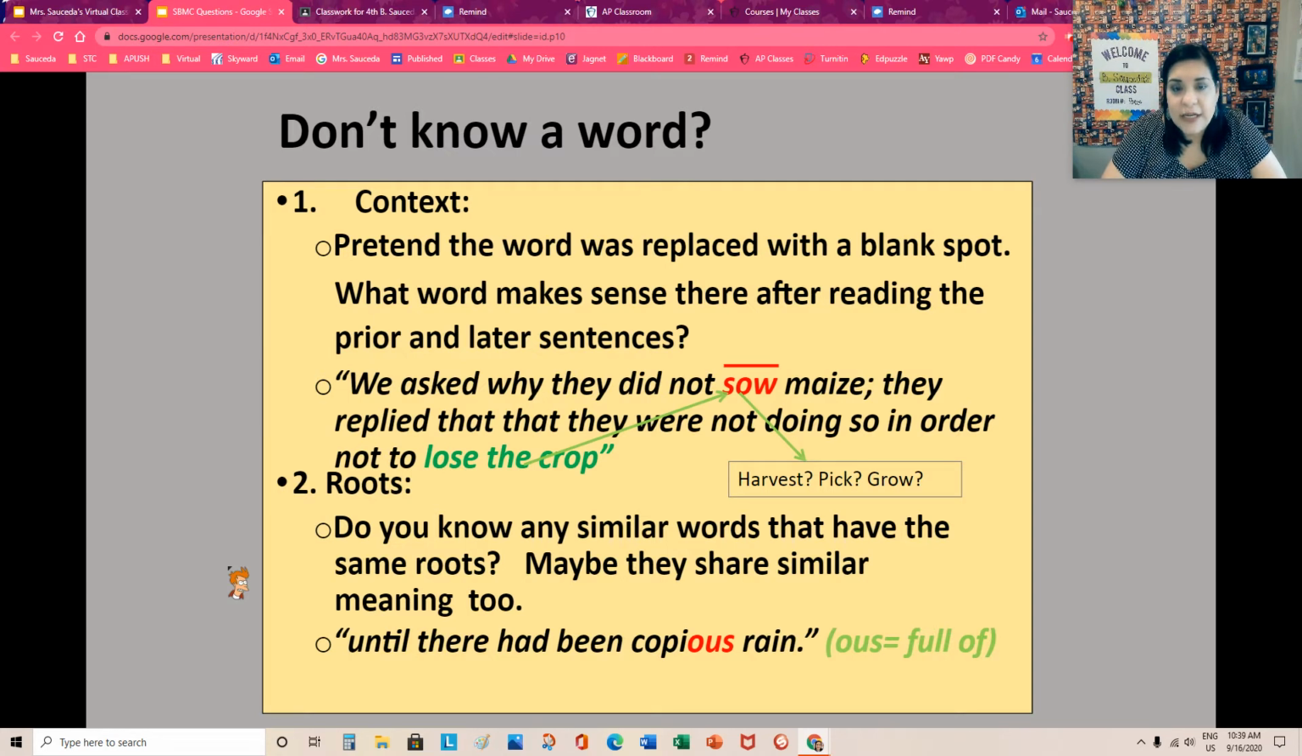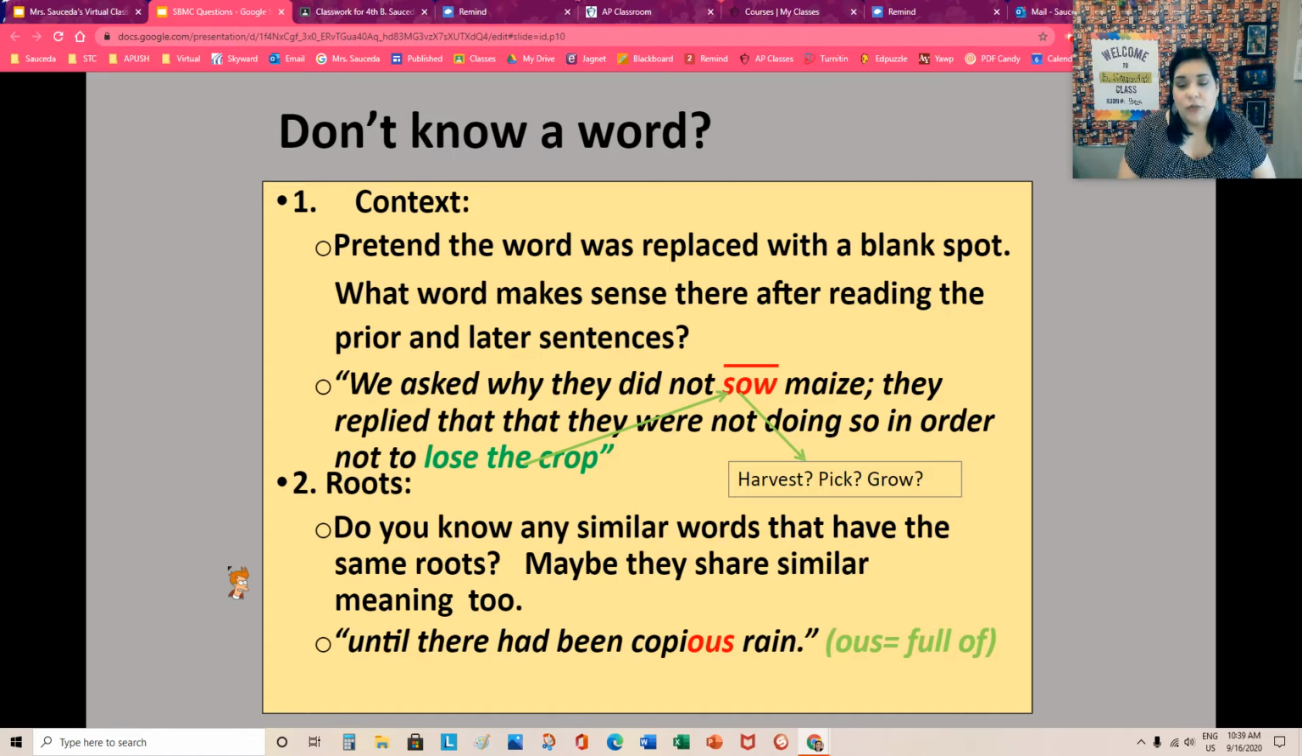If you don't understand what a specific word means, then leave it out of the sentence and see if the rest of the context clues will help. For example, we asked why they did not blank maize. They replied that they were not doing so in order not to lose the crop. So they didn't what? Harvest the grain, grow it, pick it. So that will help you. And of course, sow means harvest.